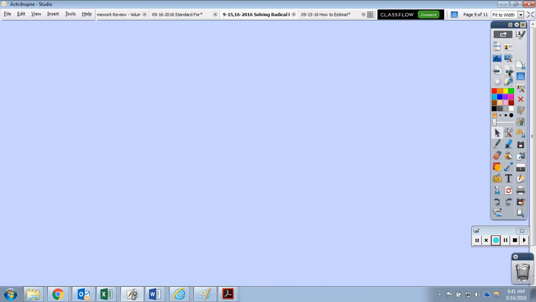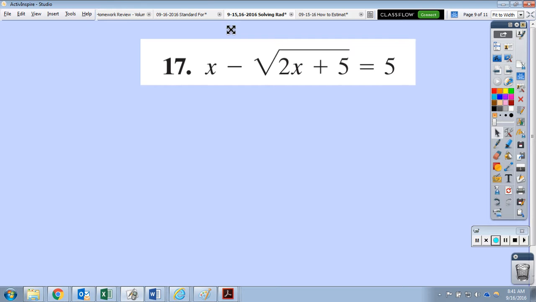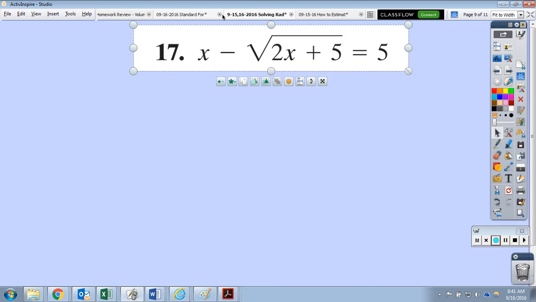All right, so let's see how we would approach this problem. So this is number 17, and the first thing we said is get rid of the x, right? We want to isolate the radical. Let's go ahead and isolate the radical.